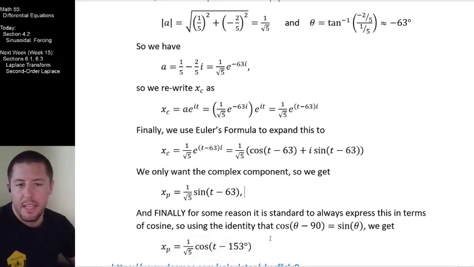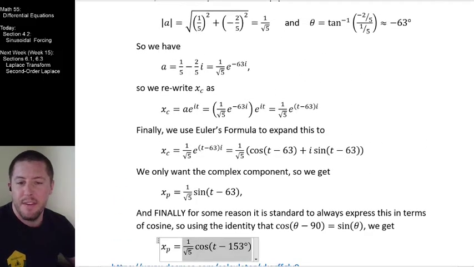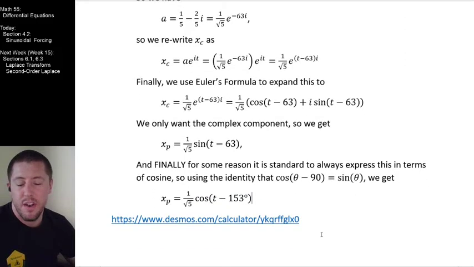I don't know why that's the case, but we can just use our quick little trig identity that says sines and cosines only differ from one another by an additional rotation of 90 degrees. So that says to me we should be getting this cosine of t minus 153, 90 degrees off from 63, to be our cosine version of that particular guess right there. And so this is our way now that we have combined that sum of sines and cosines into being a single cosine function right here.